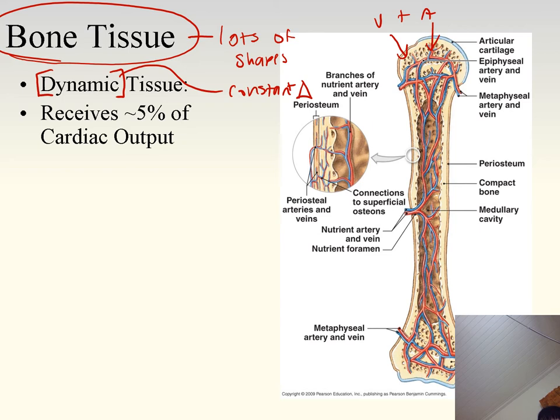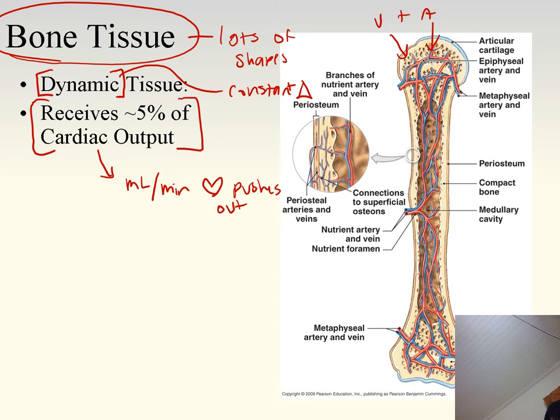Because it is so darn vascular, it receives about 5% of the total cardiac output. We'll learn more about cardiac output next term, but basically, it's the milliliters of blood per minute that the heart pushes out. And that would be about 250 of those. So if you're not super familiar with metric liquid measurement, 250 milliliters is a quarter of a liter, and that's pretty good. And this is at rest, so not when you're sprinting down the block or whatever.